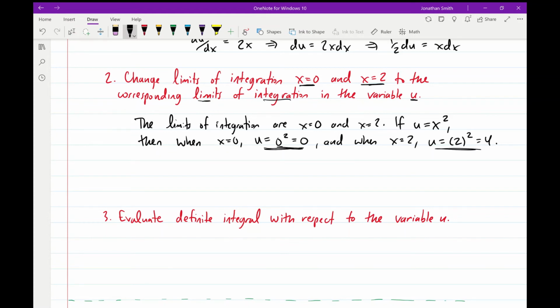So now we're going to have the definite integral from 0 to 2 of x times e to the x squared dx is equal to, and now we substitute for our limits of integration in terms of u, so we get a 0 at the bottom and a 4 at the top. And now substitute in terms of u. So again, we get e to the u times 1/2 du. And now we take the 1/2 and pull it out of this integral. So we have 1/2 times the definite integral from 0 to 4 of e to the u du.